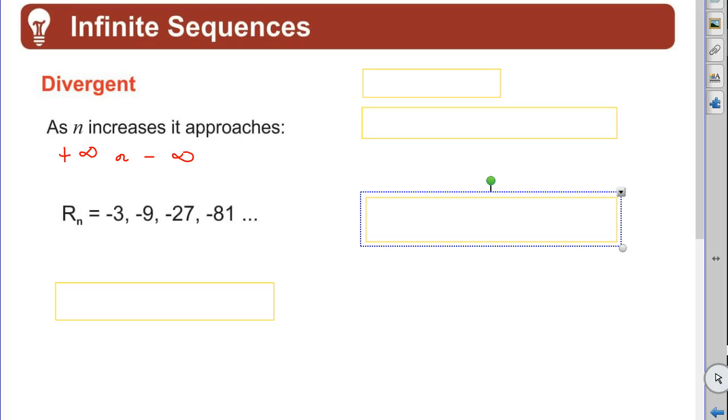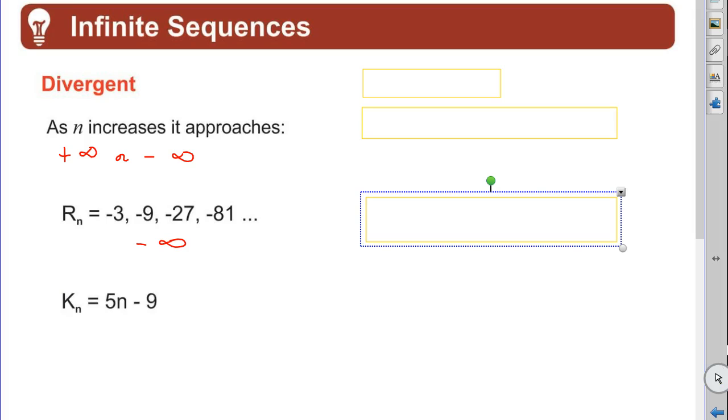Let me show you a couple examples. Here we've got the sequence -3, -9, -27, -81, and so on. This goes on forever, and you can see it's getting more and more negative as it goes. This thing is approaching negative infinity. It's a divergent infinite sequence.